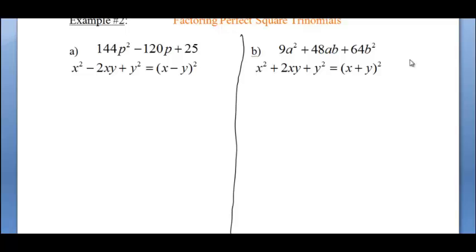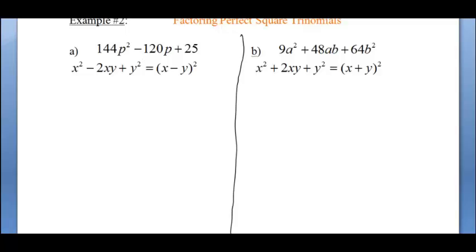Example 2a, we have 144p squared minus 120p plus 25. So let's first see if it meets the criteria to be classified as a perfect square trinomial. What I've done is written down the pattern right below the problem. So we have x squared minus 2xy plus y squared can be factored to the quantity x minus y squared. I chose that pattern because my middle term has that subtraction symbol.